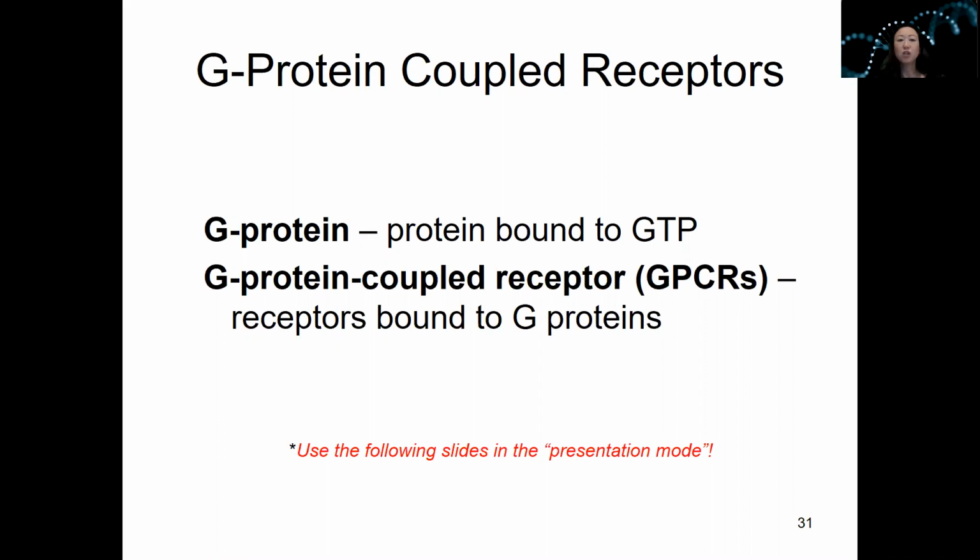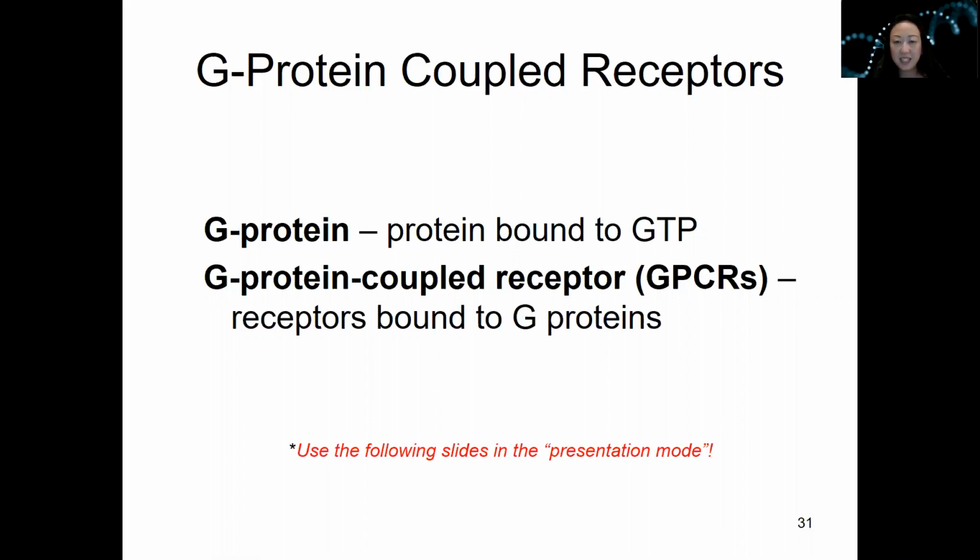Okay, so G protein, as we've talked about, it got its name because it's bound to GTP. So it's a protein that's bound to GTP. And then there's this receptor called G protein coupled receptor. So it's a receptor on the cell surface where it's coupled to a G protein, which understandably has GTP or GDP on there.